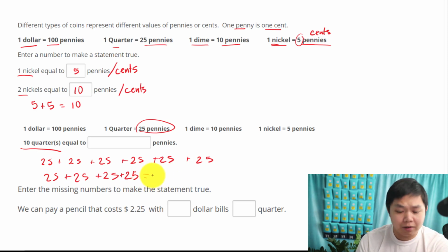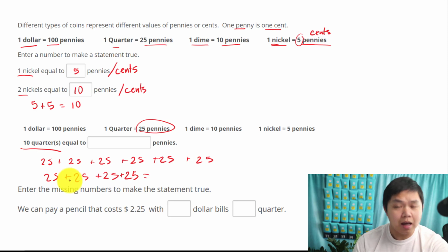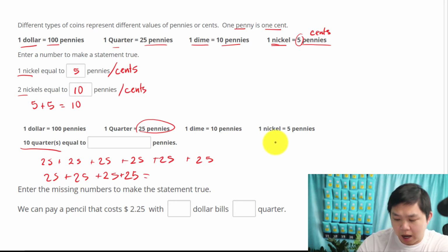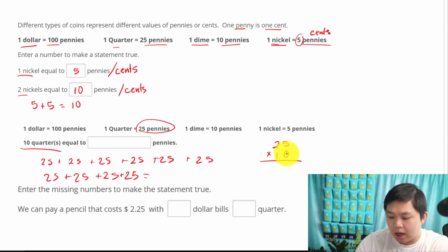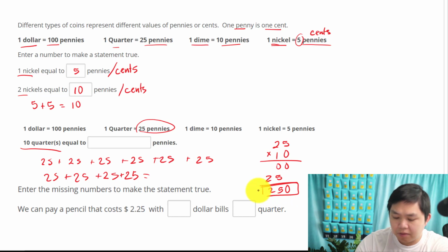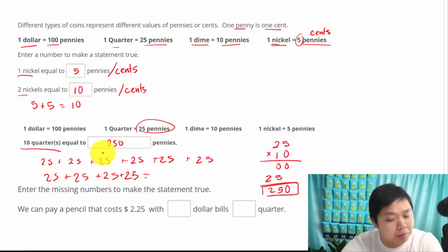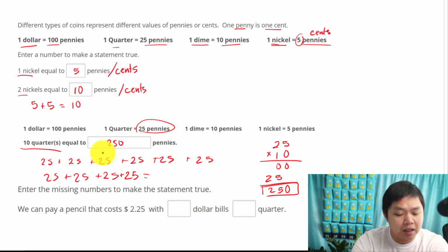Do you see the challenge now if we had to do this in pennies? That's why we do this example. But we learn how to multiply. So 25 times 10. 0, 0. Then go to the next place values, 5 and then 2. So what do we have? 0, 5, 2, so 250 pennies. There you go. Now you see the beauty of multiplication and why we use different names.